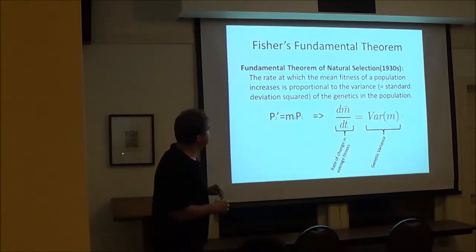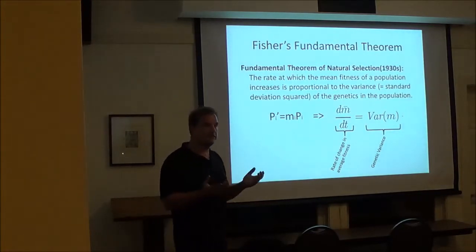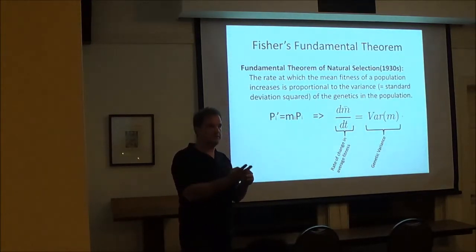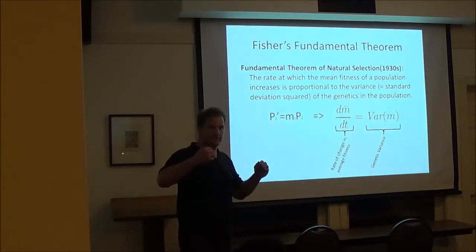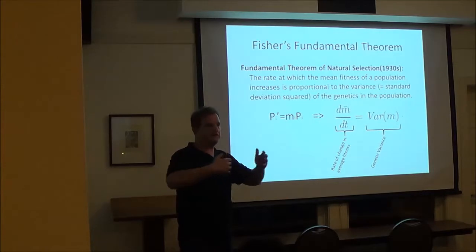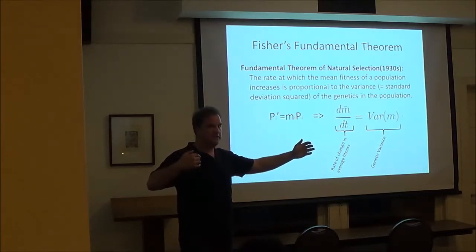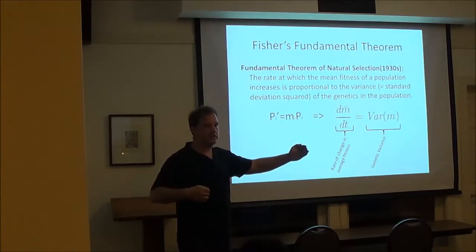the rate at which the mean fitness of a population increases is proportional to the variance, which is standard deviation squared, of the genetics in the population. So if you think about it this way, we had three bug populations. But suppose instead of bugs that reproduce at 3%, 4%, 5%, we had bugs that would reproduce at like 2%, 6%, 7%, and we had a big variation of reproduction. Then we'd have more variety to optimize over, and so our fitness would be maximized more quickly.